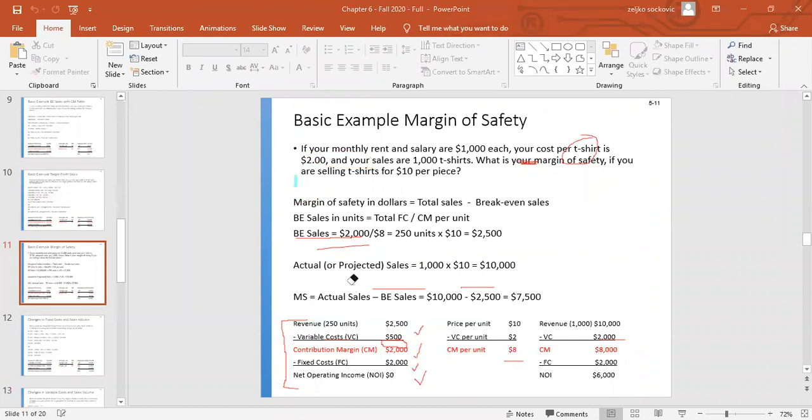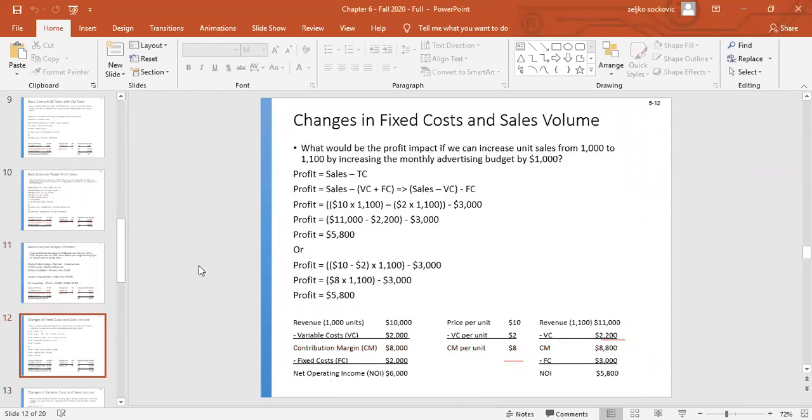Any questions while I'm erasing this? Okay, everybody's good.